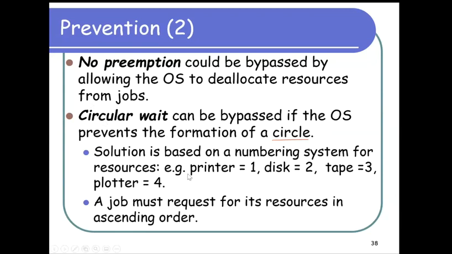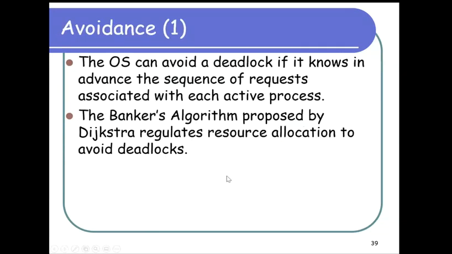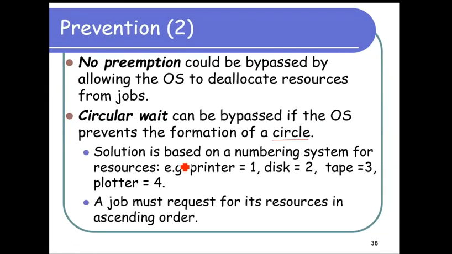The solution is based on a numbering system for resources. Printer is number 1, disk number 2, tape number 3 and plotter number 4. Let's say a job needs a printer and a plotter. It will request the printer first, based on the priority, and then the plotter second.